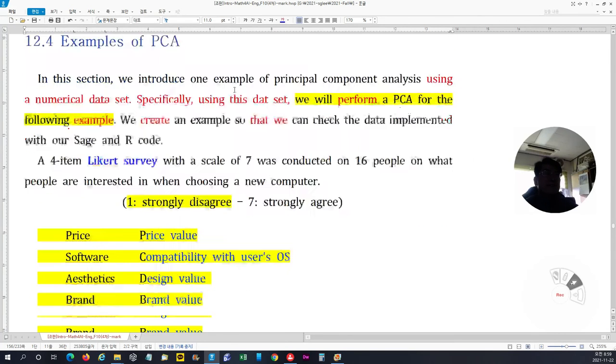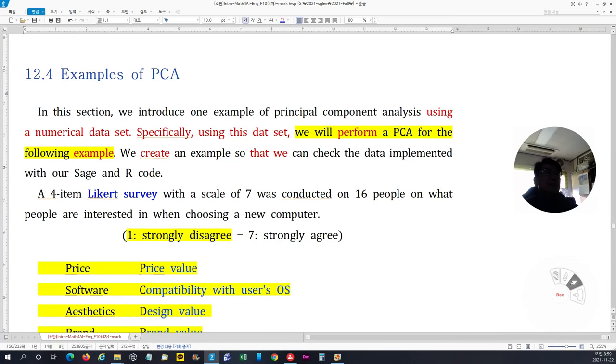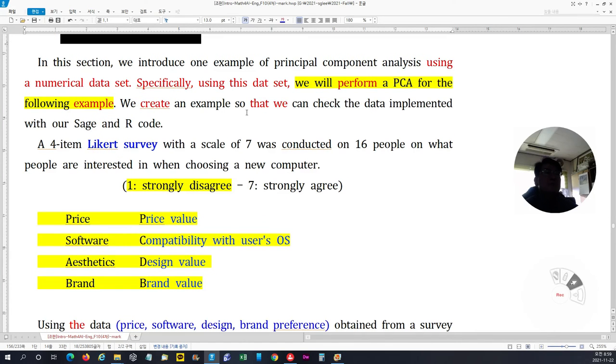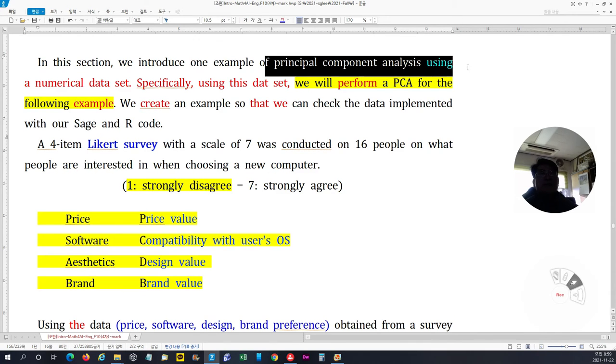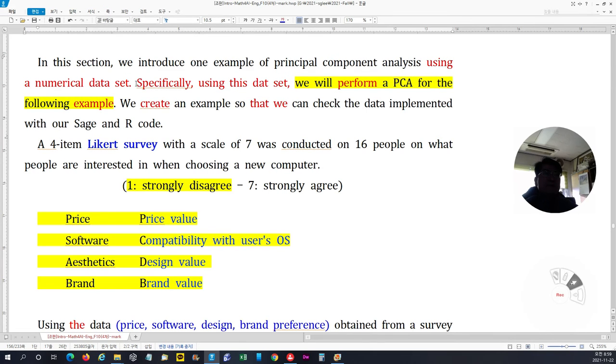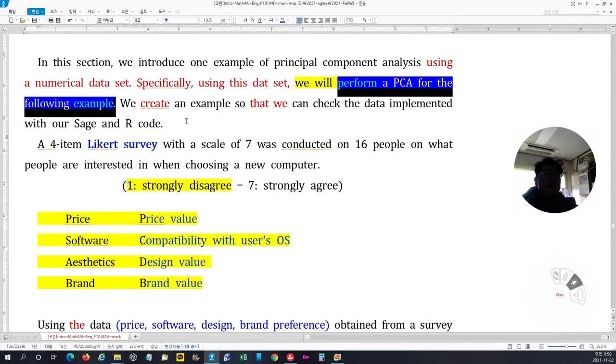Next, I will show some examples of principal component analysis. In this section, we introduce one example of principal component analysis using a numerical data set. Specifically, using this data set, we will perform a principal component analysis for the following example.